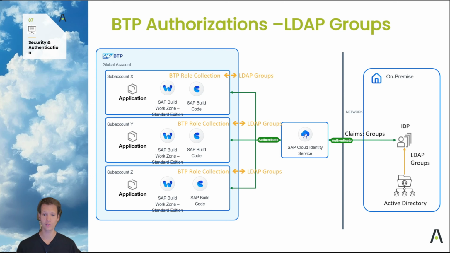Now, if we decide to not enable the user store, we need to use our AD groups or LDAP groups coming from our corporate identity provider to handle authorizations. We can configure Cloud Identity Service to receive the claims, the groups through the claims from your corporate identity provider and then use it in the mapping with the BTP role collection. That's then a way to do authorizations without using the Identity Directory Service.